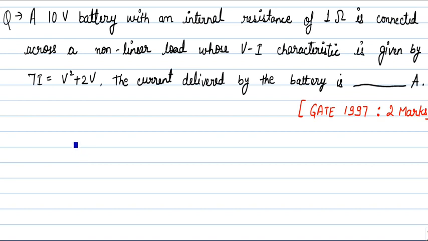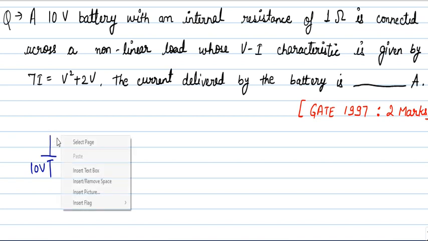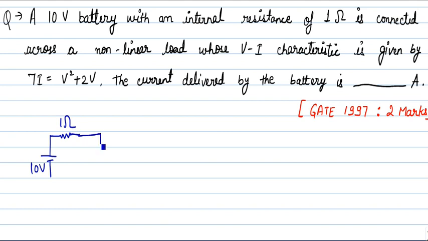So first of all, let us make the circuit. Here a 10-volt battery is connected. So first of all, make here 10 volt. And this 10-volt battery has an internal resistance of 1 ohm. Connect here 1 ohm. Now here the load is connected.